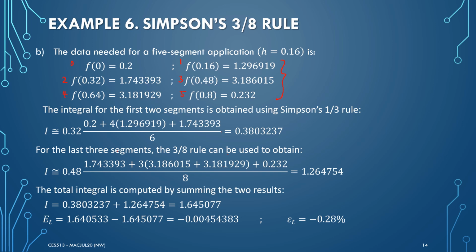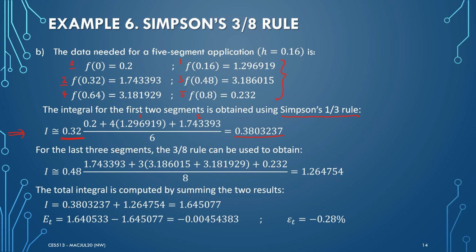So the integral for the first two segments is obtained using Simpson's one-third rule. I equals 0.32, which comes from b minus a, which is point number 2 minus point x0, multiplied by 0.2, f(x0) plus 4 times f(x1) plus 1.743393, which is f(x2), divided by 6. Then we will get 0.3803237.